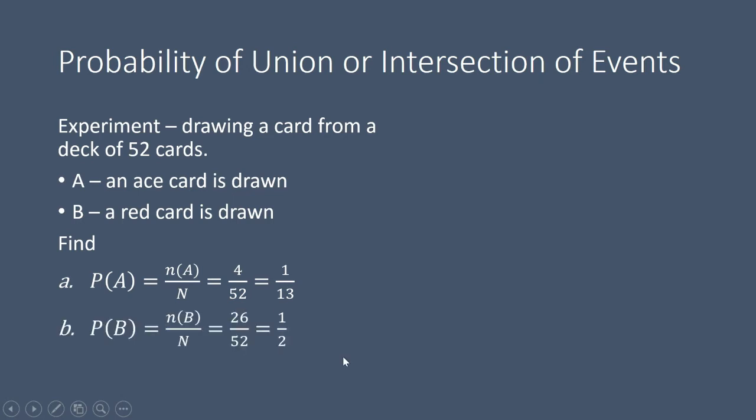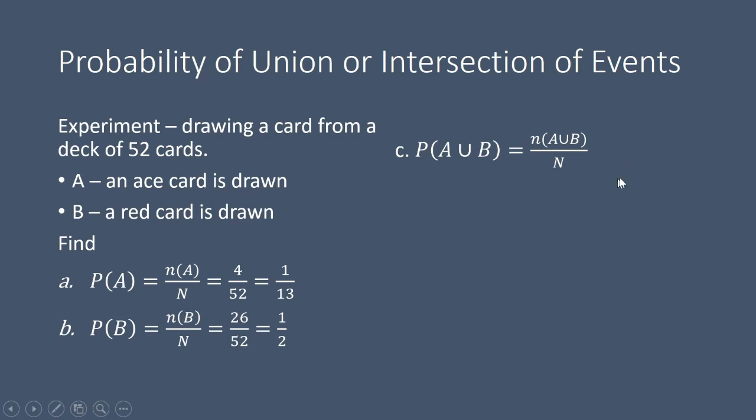What is the probability that the card that is selected is a red card? Again, n of B divided by capital N. How many red cards do you have in a deck of 52 cards? It's 26. So 26 divided by the size of the sample space, 26 divided by 52, that is 1/2. How about this? Okay, I will select a card. What is the probability that the card that I selected is either an ace card or a red card?